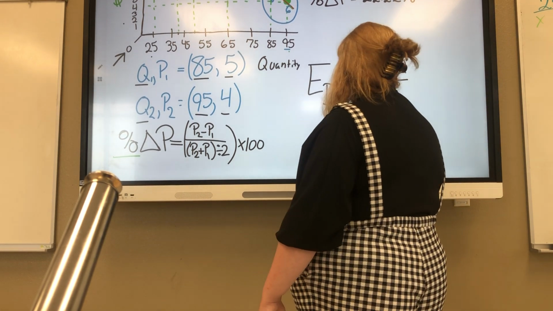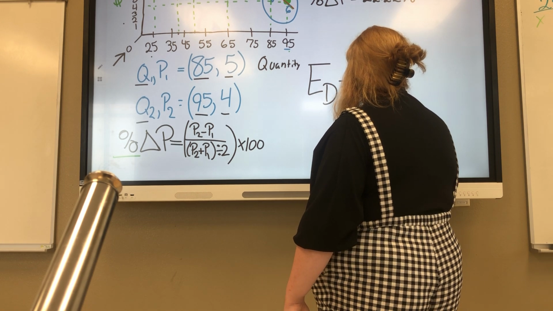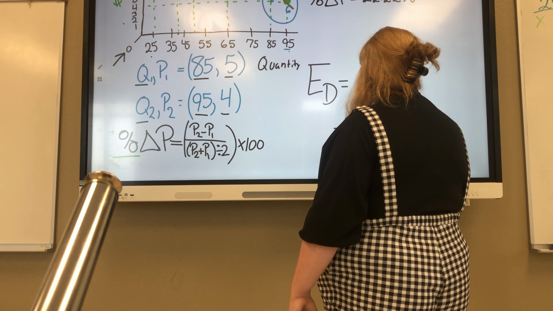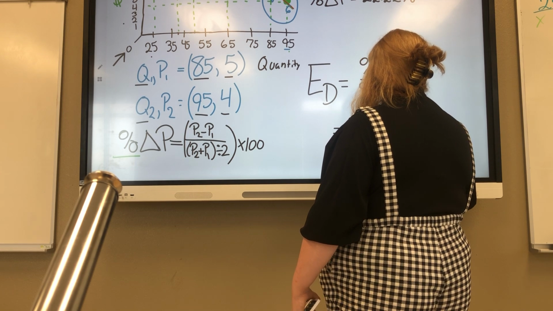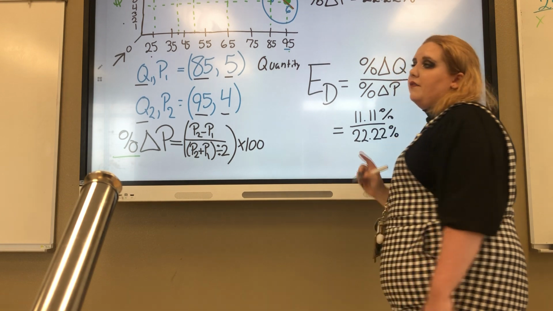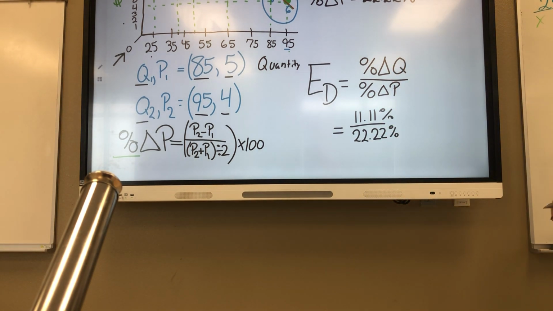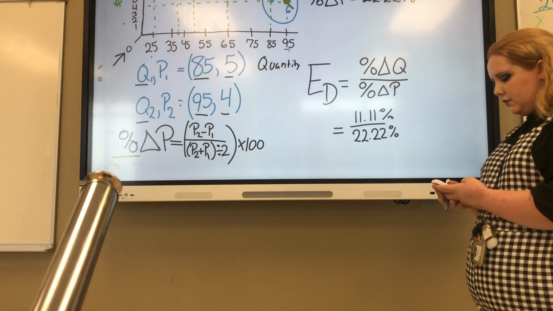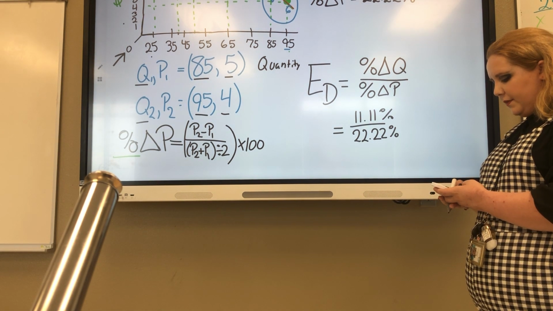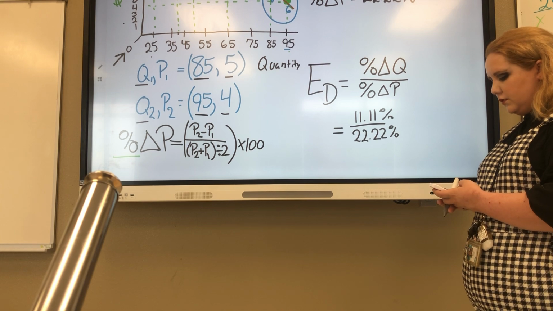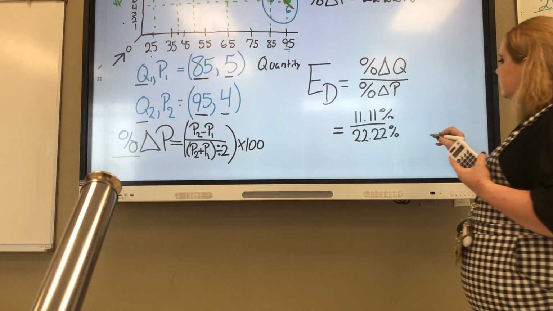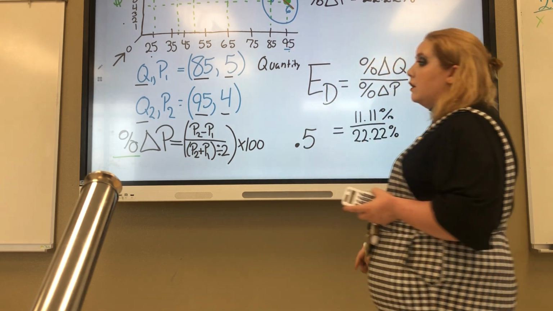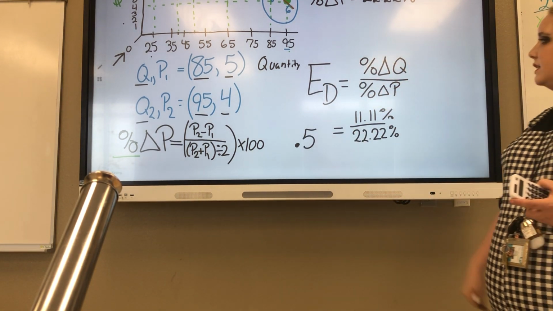So we're going to say 11.11 over 22.22. You can put the percentage signs. I'm not going to take off if you don't put the percentage signs. It's just whatever. So we're going to go in our calculator. We're going to type 11.11 divided by 22.22. And it's going to give you 0.5. That's your answer. That is the answer to ED.